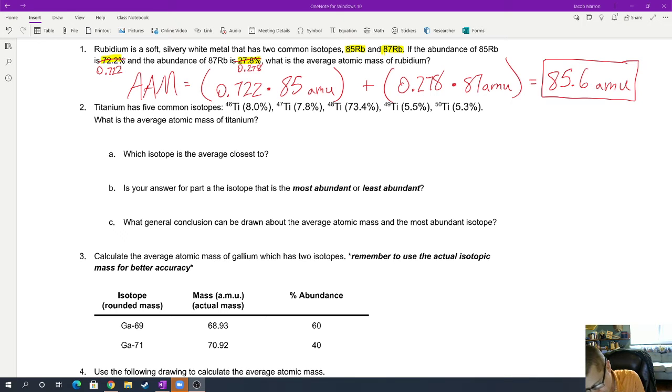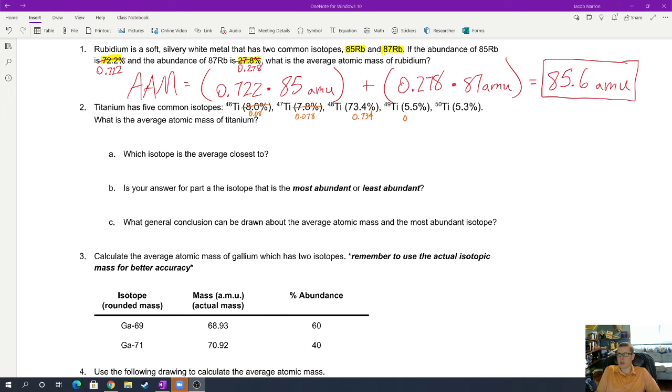But first things first, let's convert all these percentages into decimals. So instead of 8.0, this is going to become 0.08. Instead of 7.8, it's 0.078. That's a nice 8. Let's rewrite that. There we go. It's loading. Instead of 73.4, we're going to do 0.734, 0.055, 0.053.